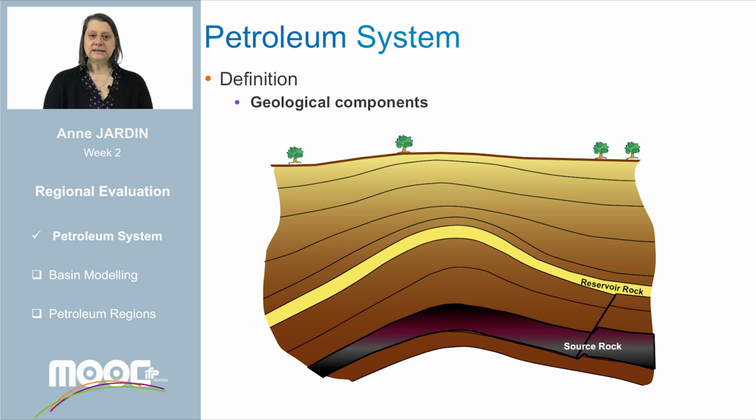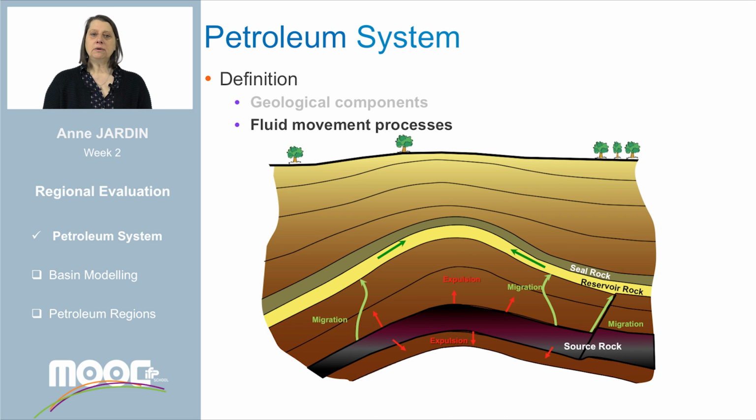The presence of a reservoir rock is the rock in which hydrocarbons are accumulated over time. It's a permeable rock, such as carbonates or sandstones. And the presence of a seal rock is the rock which prevents hydrocarbon leaks. Seal rocks are impermeable rocks, such as salt or shales. The petroleum system is also characterized by dynamic processes due to fluid movement.